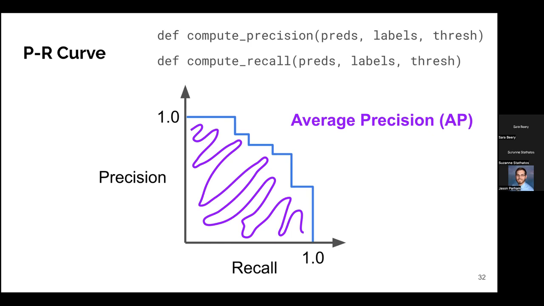So average precision is a good example of something that shows up all the time. In detection, you use a metric called mean average precision. You can do pixel average precision in segmentation. It's everywhere. So this is the sense in which these binary classification metrics are ubiquitous throughout other problems, even if you're not doing binary classification.